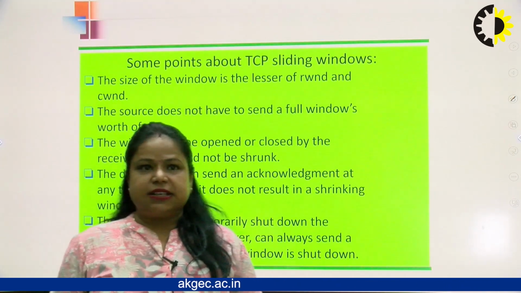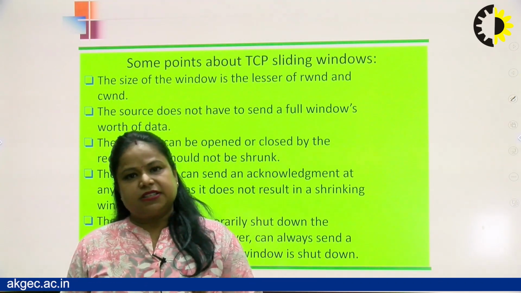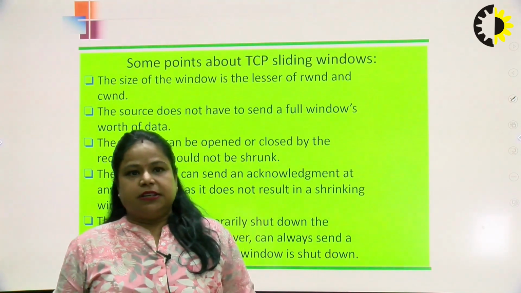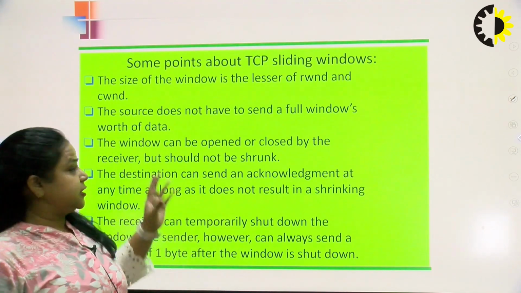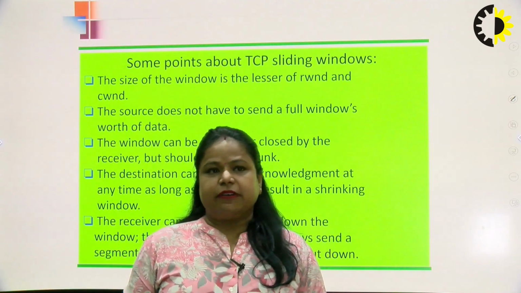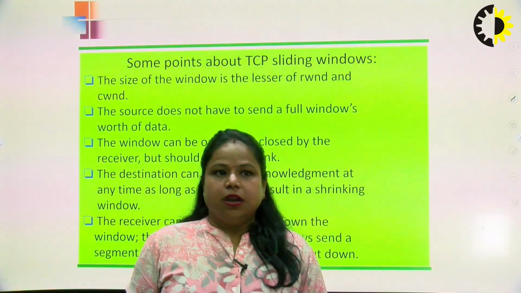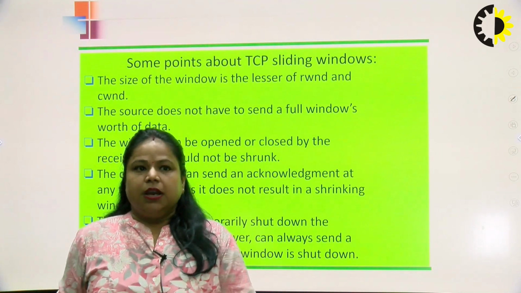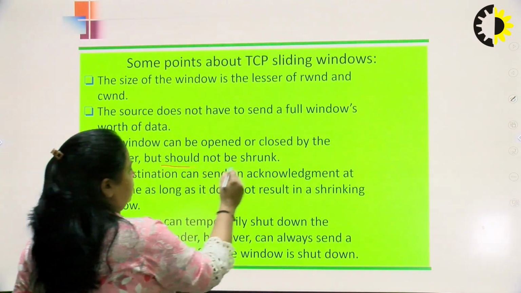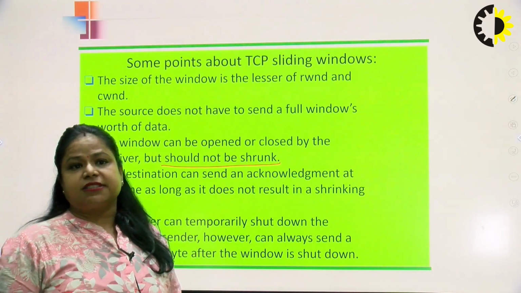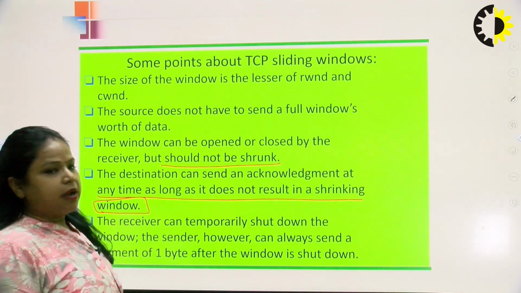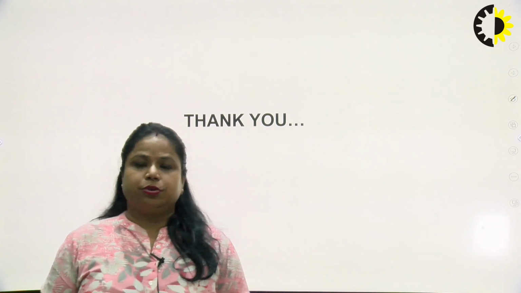Fine. So there are certain things we need to talk about regarding TCP. Basically TCP works in 3 steps: connection establishment, then data transfer, and finally the connection termination. There are certain things we need to discuss about TCP here. The first is that the size of the window is less than the round-trip time and the congestion window. Second, the source need not send a full window's worth of data at the same time. The window can be opened or closed by the receiver, but it should not shrink. The destination can send an acknowledgement at any time, but it does not result in a shrinking window. And so on. These are the certain points we came to know about TCP.